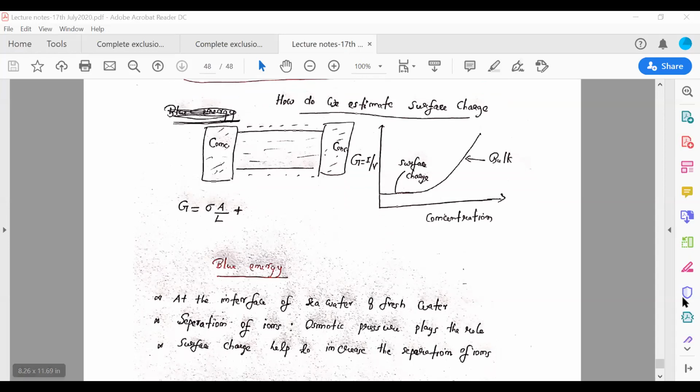These systems have much more significance, not only in enhancing the concentration of a particular species or DNA sequencing, desalination. There are other things, for example, you can generate energy. This is something known as blue energy.